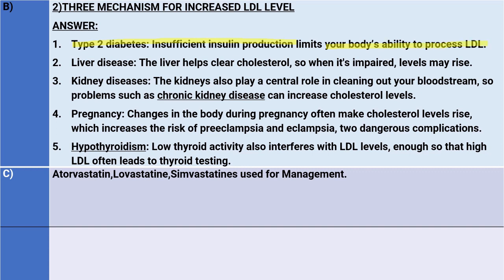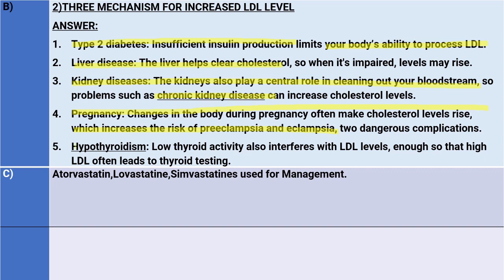The second one is liver disease. In liver disease your LDL will increase, because the liver helps to clear cholesterol. If the patient is suffering from liver disease, cholesterol clearing will be impaired and LDL cholesterol will increase. Similarly, in kidney disease, the kidney plays an important role in clearing the bloodstream. If the patient is suffering from chronic kidney disease, that is responsible for increasing the level of cholesterol. Similarly, during pregnancy, changes in the body often make cholesterol level high, and this is increased if the patient lands up in preeclampsia and eclampsia.